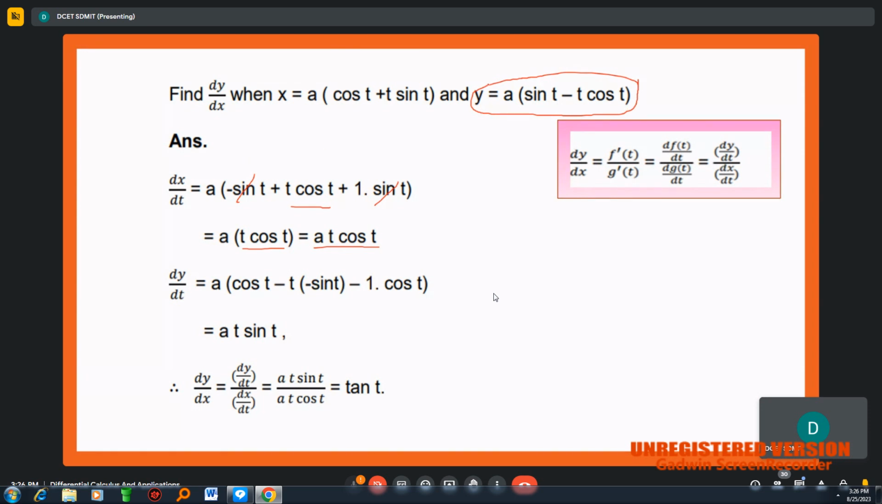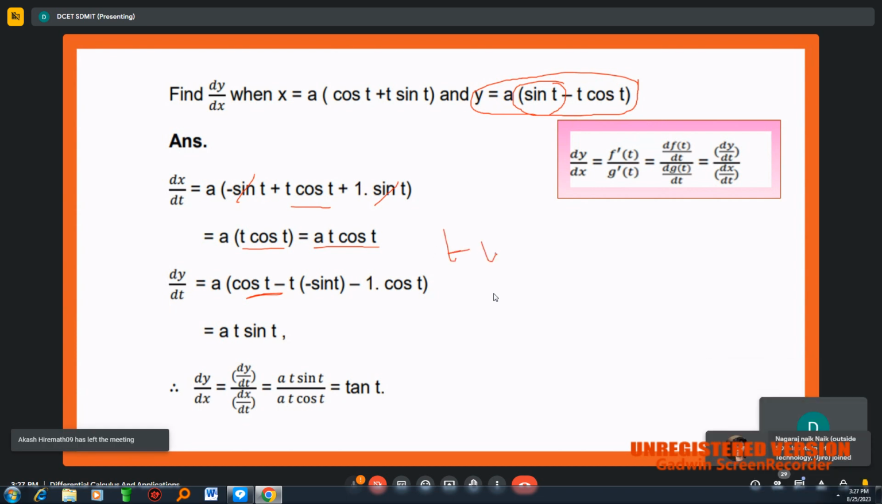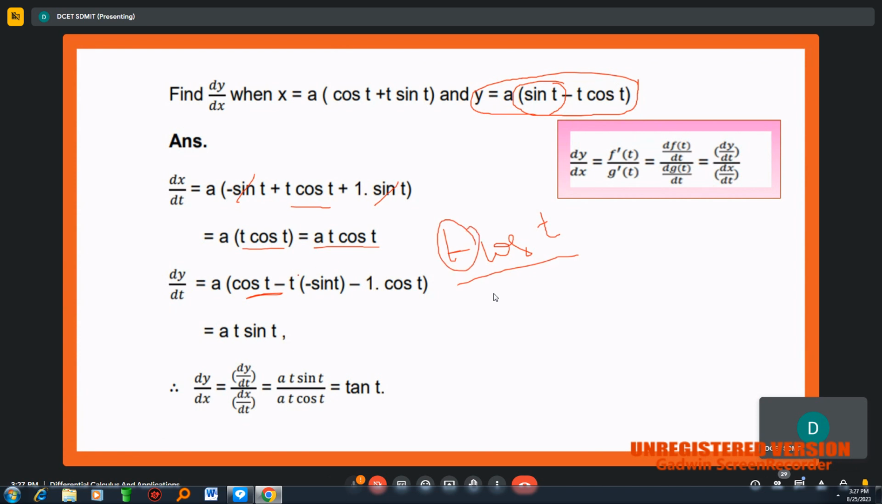Now, differentiating y with respect to t, dy by dt is equal to a is constant. What is the differentiation of sin t? Differentiation of sin t is nothing but cos t minus, here minus sign is there, so minus. Now again here t into cos t term is there, so we have to use the product rule, that is UV rule. Now in the UV rule, first we keep t constant. Differentiation of cos t. What is the differentiation of cos t? Minus sin t. Minus as it is.